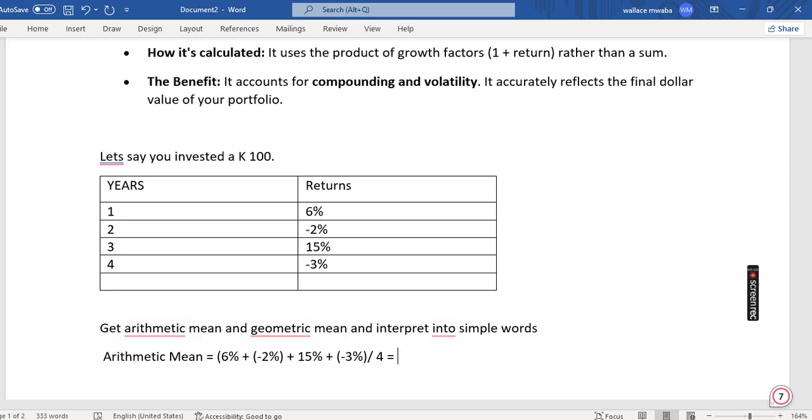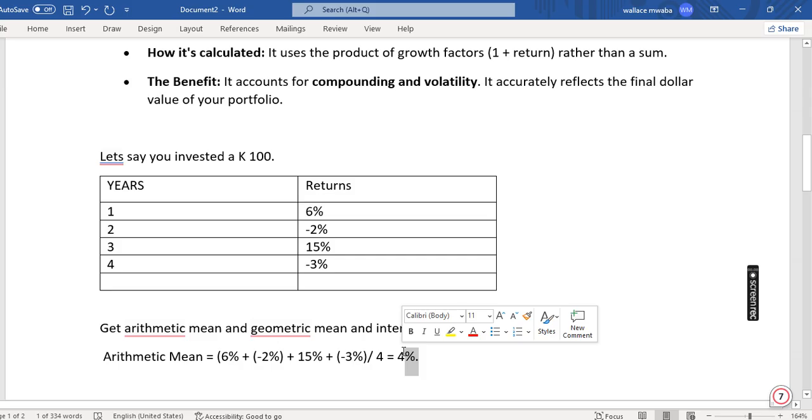So 6 minus 2 plus 15 minus 3, we get 16 divided by 4. Our arithmetic mean, or our average return, is 4%.